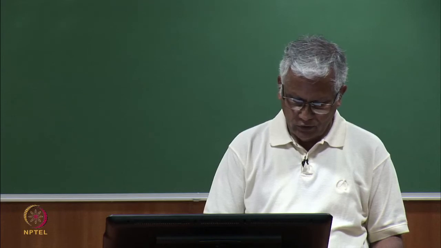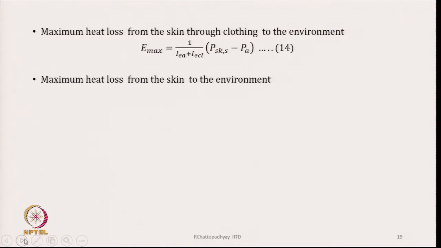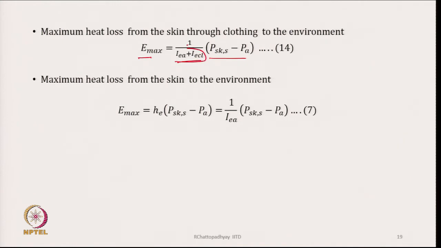Now, the maximum heat loss from skin through clothing to the environment, E max, therefore, is going to be 1 upon the total resistance times (P S K S minus P A). The maximum heat loss from skin to environment, which we did earlier as equation number 7, changes to equation 14. And what is the difference between these two? Here I am also taking care of IEA plus IECL. This is the new term which has come here.